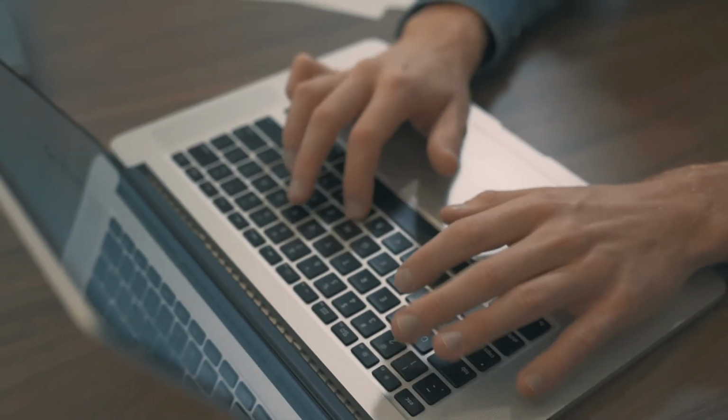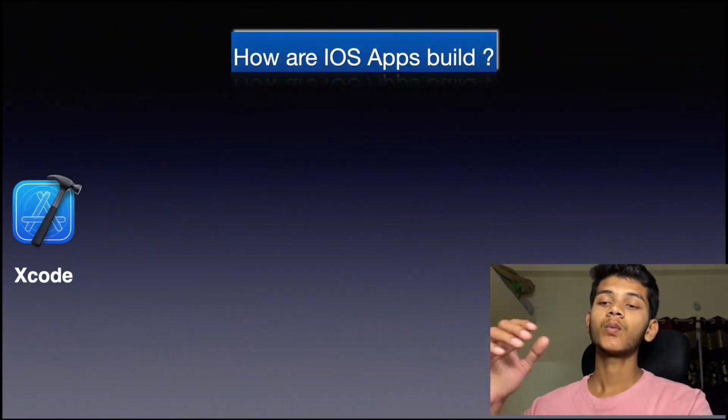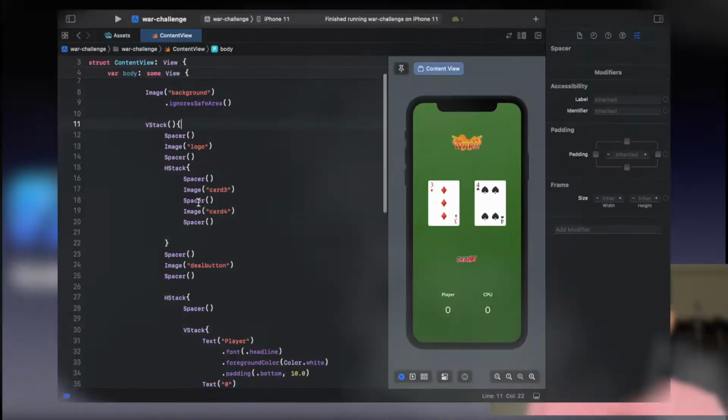So how are iOS apps built? Okay, so now we are going to talk about the workflow, how we are going to start a project and how we are going to push that app onto the App Store. First, we need an IDE or a code editor, which is called Xcode.